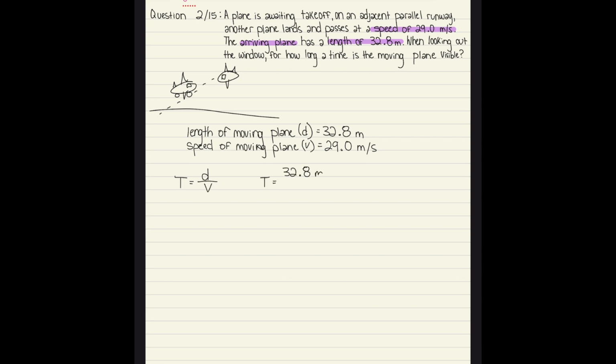So that's going to give us a total of 32.8 meters over 29.0 meters per second, which will cancel out the meters, and we will divide, which will give us 1.13 seconds is how long the plane will be visible for.